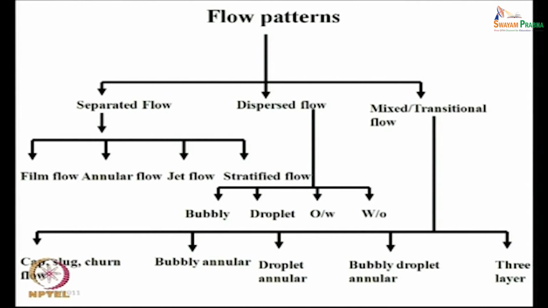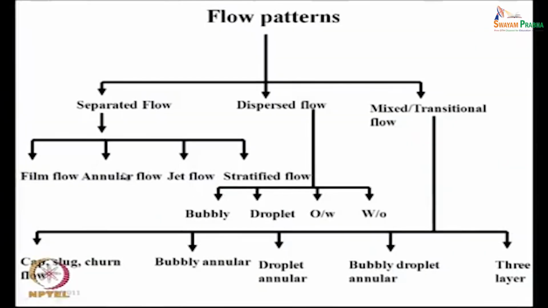Now, among the wide range of flow patterns that we have studied till now, if we notice a little critically, we find that we can differentiate them into three types. One is the separated flow pattern. What are the distributions which lie within the separated flow pattern? It can be the stratified flow, the annular flow, film flow, jet flow, etc. Okay? So, within separated flow patterns, we have stratified, annular and things like that.